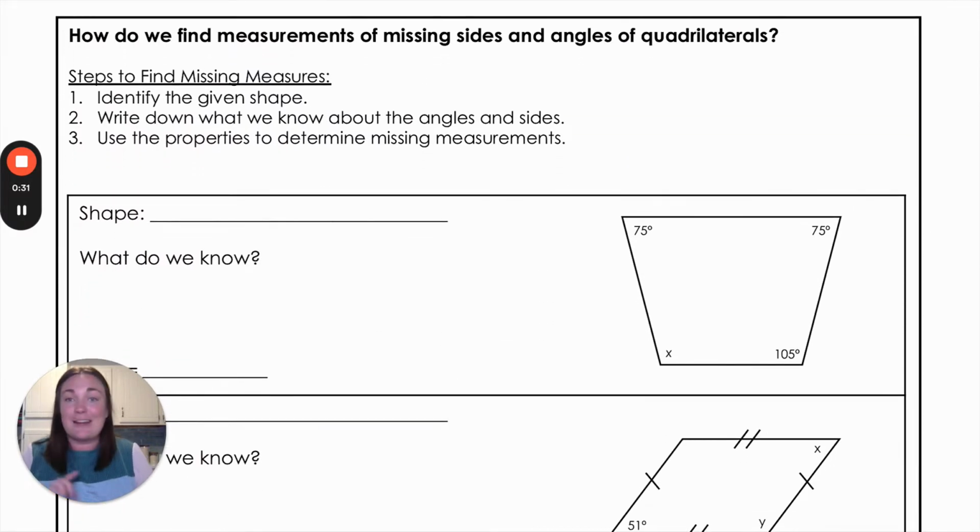Well, we are going to identify what shape we have. We're going to write down what we know about the angles or the sides, whatever we're looking for, and we're going to use those properties to find those missing measurements.